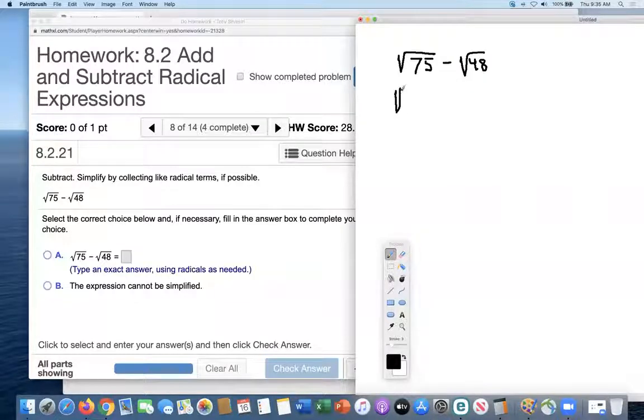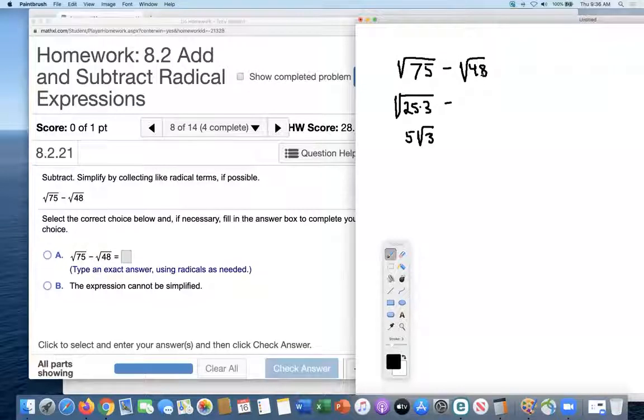What's a perfect square that goes into 75? 25 is a perfect square, times 3. All right, so I can rip this up into 2 parts: square root of 25, square root of 3. Square root of 75 is equal to square root of 25 times 3. Square root of 25 is 5. Square root of 3, can't do much with that. Bring down the minus.